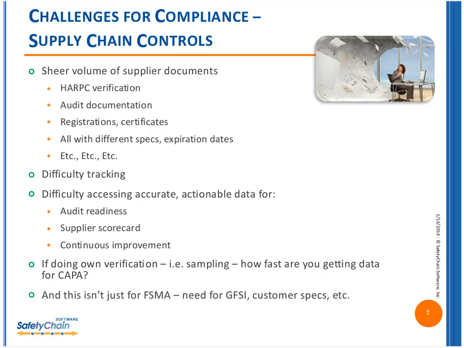The other thing with manual processes that makes it very difficult is to access accurate and actionable data. So A, is all of your information coming from suppliers complete? And can you get your hands on it? Is it in a bunch of different spreadsheets? Is it in different systems, which might be electronic but don't talk to each other? Maybe they're in different facilities.